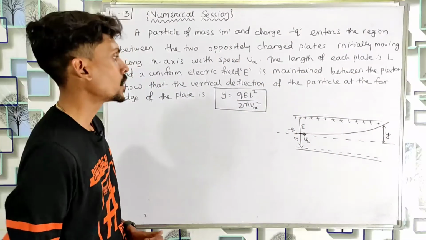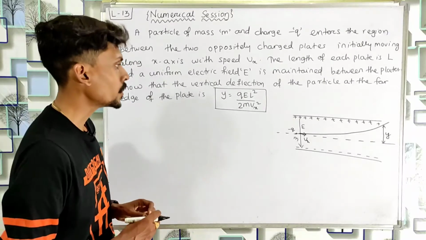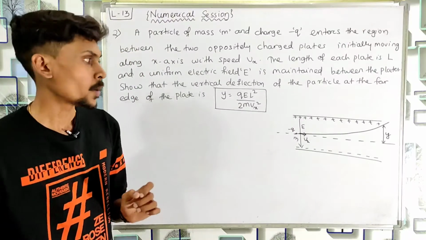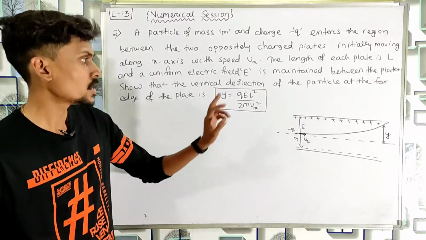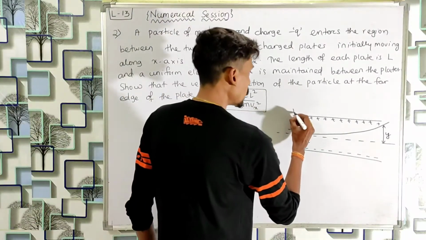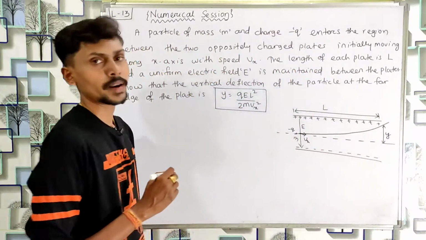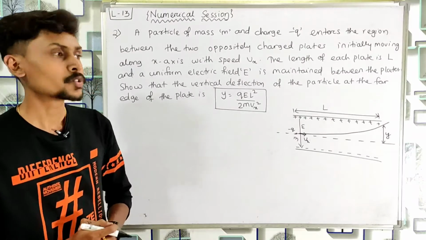We have to prove that the vertical deflection is given by this expression y equal to QE L square by 2m Vx square. What is L? L is the length of each plate. So let's solve this question.